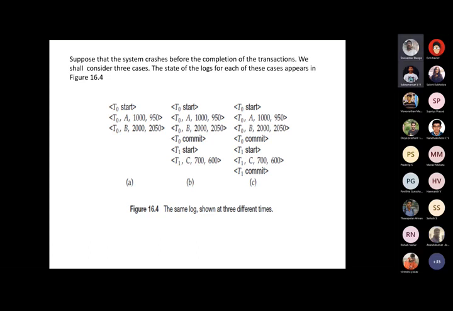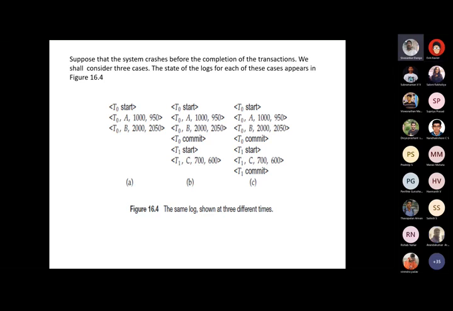Yes, sir. Right. So in case A, we are going to perform undo operation on T0. Case B, we are going to perform undo on T1 and redo on T0. And case C, since the failure has occurred after both T0 and T1 have committed, we are going to perform redo of T0 and redo of T1, right?